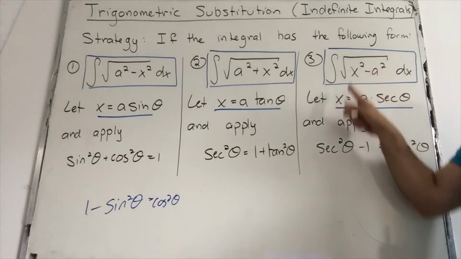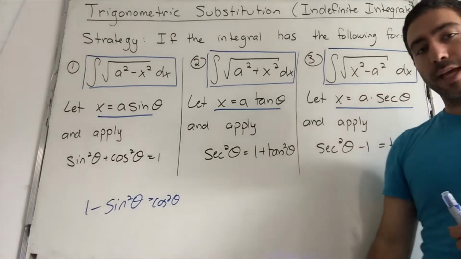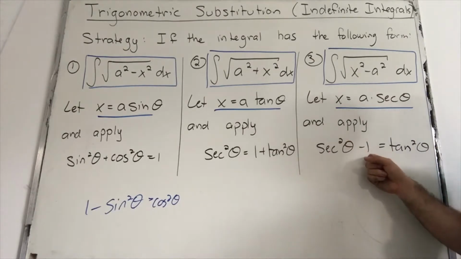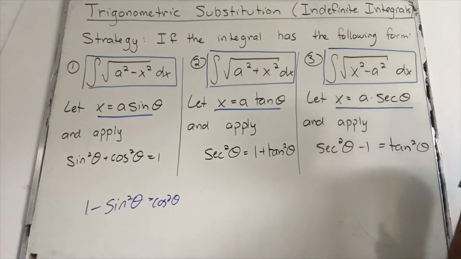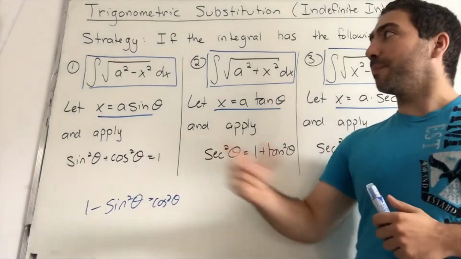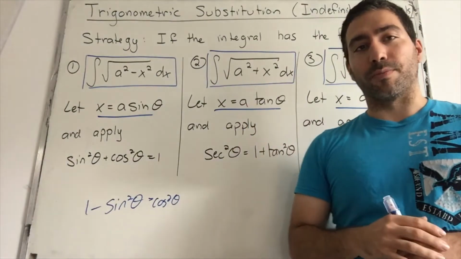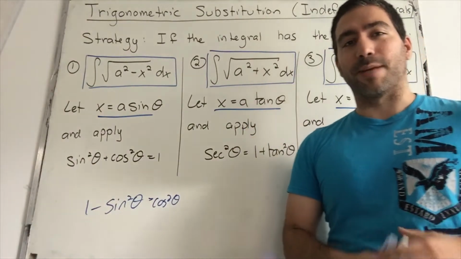And in this case, we have to use a substitution with secant, and we're going to apply the property that secant squared minus 1, something squared minus a number squared, is equal to tan squared. Okay, so these have to be memorized. If you have to, write them all down. And we're going to use this to solve a couple of problems. So let's go ahead and take a look at a couple of examples.